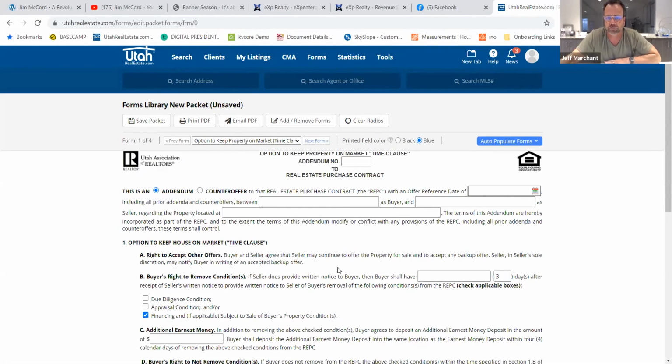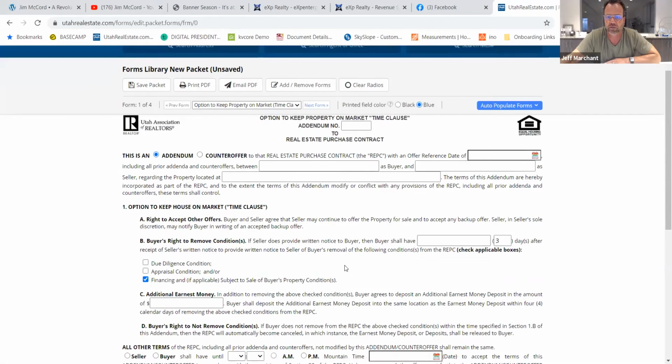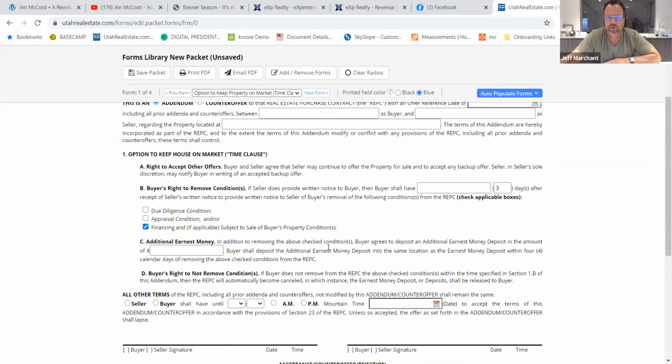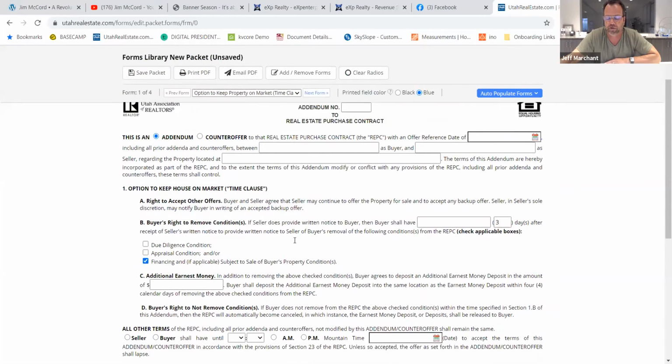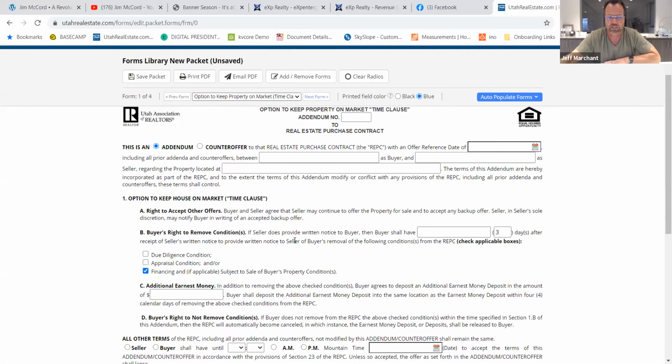Earnest money capabilities, all that's different. So let's just brainstorm, find the unique situation, and craft the best offer for your client when the situation arises. But that, to me, is pretty straightforward: a time clause just means you have the right to bump out one buyer and accept another one. Okay.